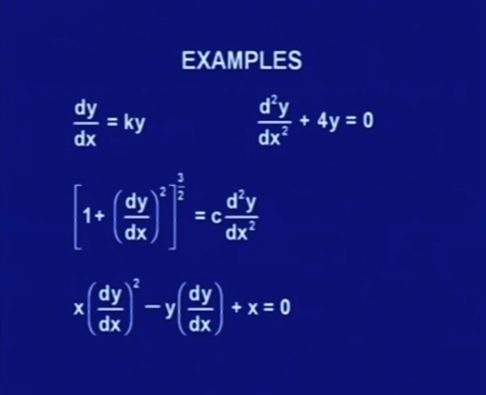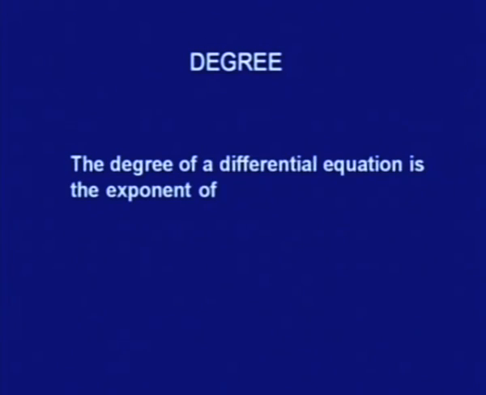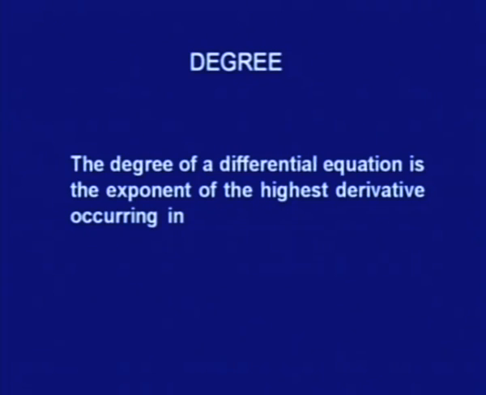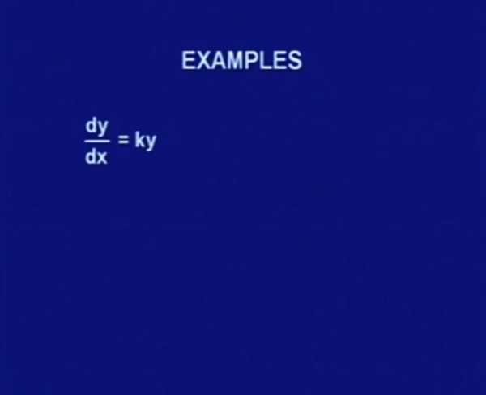The second term is degree. The degree of a differential equation is the exponent of the highest derivative occurring in it after the equation has been rationalized with respect to derivatives. Let us understand this more clearly with the help of examples. So, in our first example, the highest derivative involved is of first order and its exponent is 1.